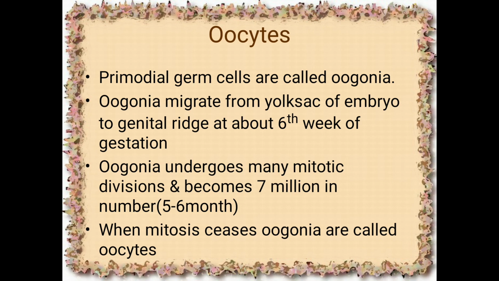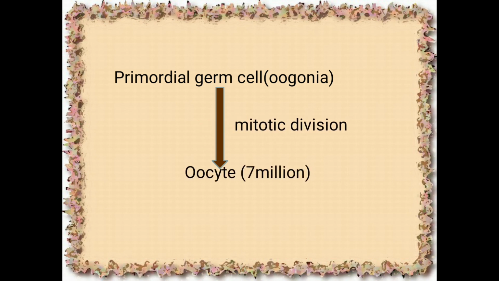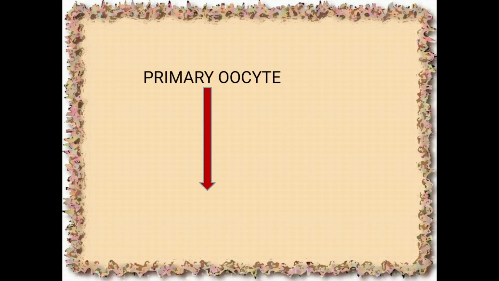When the mitosis stops, these oogonia are called oocytes. So primordial germ cells are oogonia, which undergo mitotic division to form the oocytes. In the initial stage of development, these oocytes are called primary oocytes.